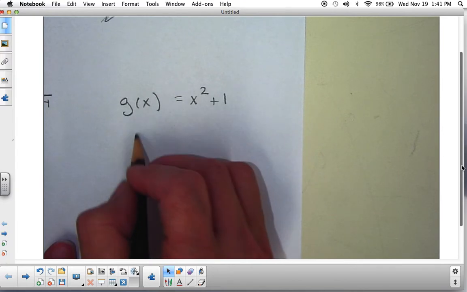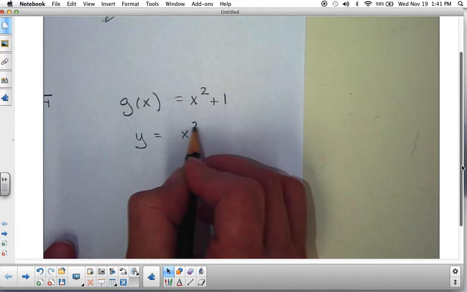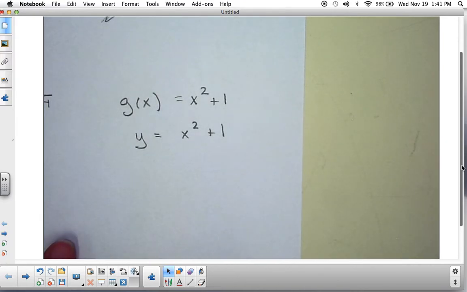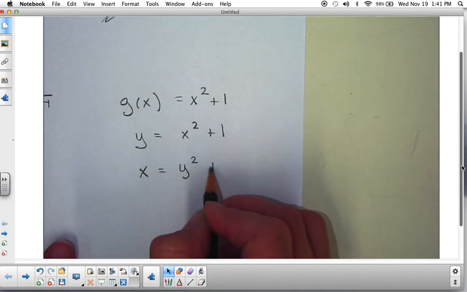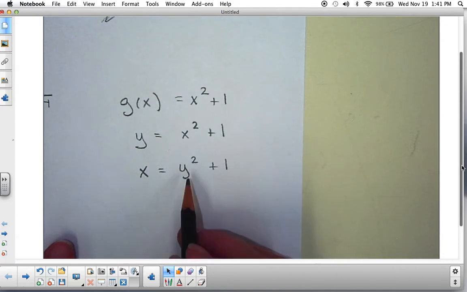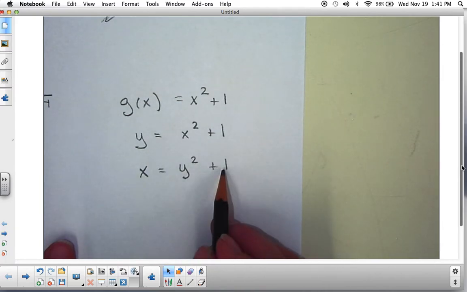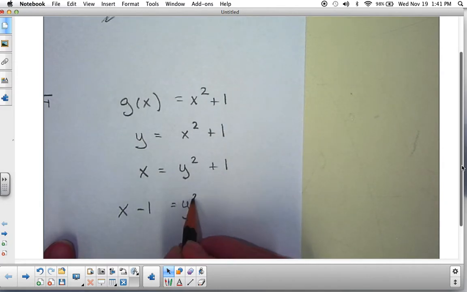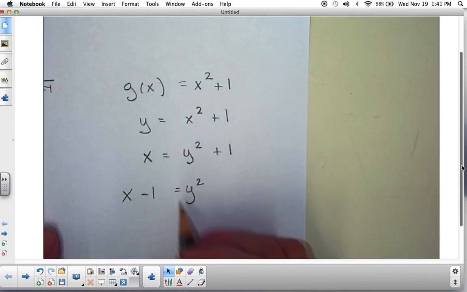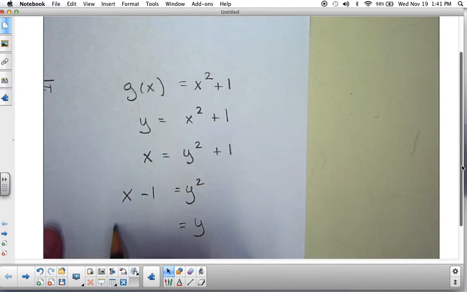You're going to replace the g of x with a y. You're going to switch the x and the y places. And then I'm going to solve it for y. I'm going to get the y by itself, so I'm going to subtract the 1 over. And then I'm going to square root both of these because I want y by itself. So this will give me a single y. Over here I'll get this.